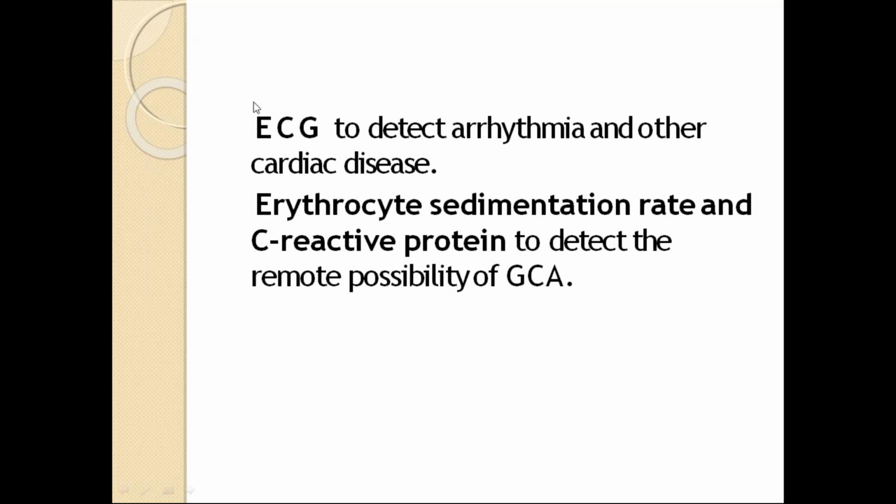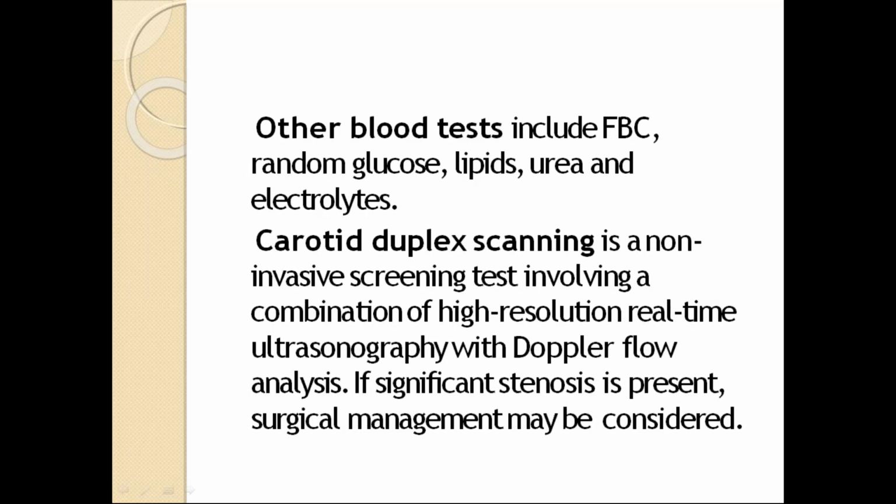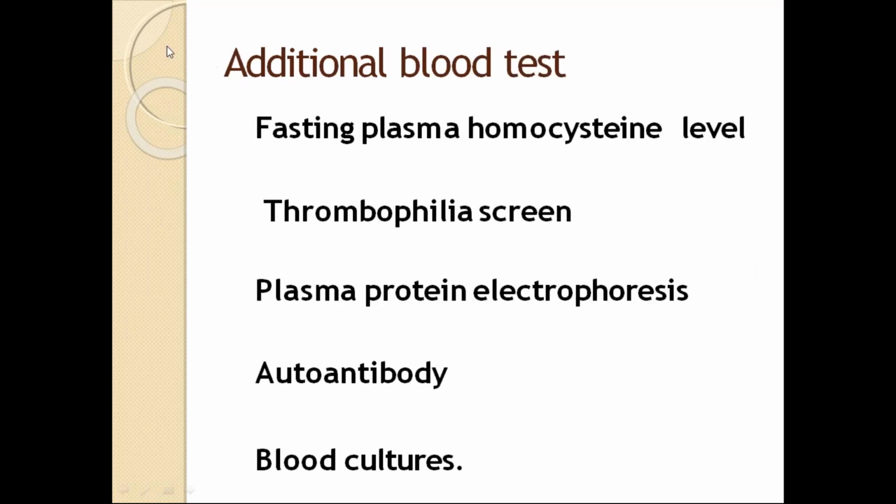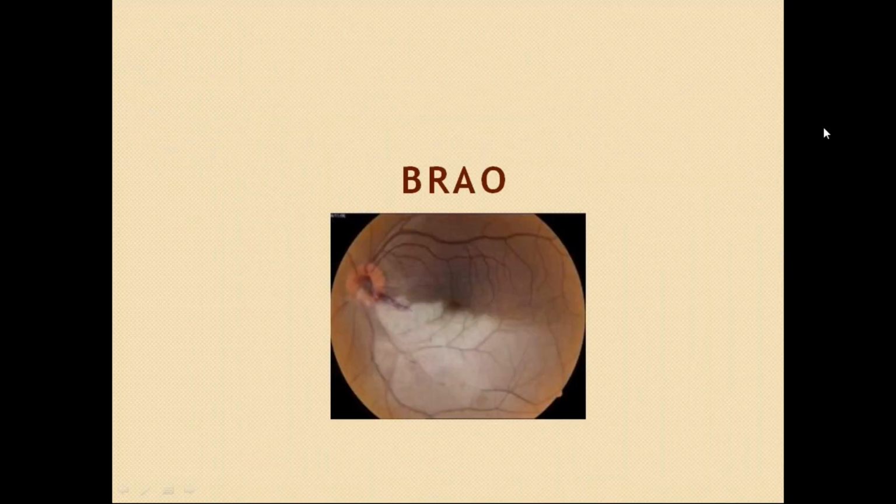Always make sure you take an ECG, ESR, and C-reactive protein to detect giant cell arteritis. Also random glucose level, lipid profile, cardiac scanning, all these things are needed in a patient with CRAO. So other blood tests: fasting plasma homocysteine level, thrombophilia screening, autoantibody, and blood culture. These are all required for a patient with CRAO, but all these things should not be done prior to management. First, you manage the patient and then send the patient for investigation.